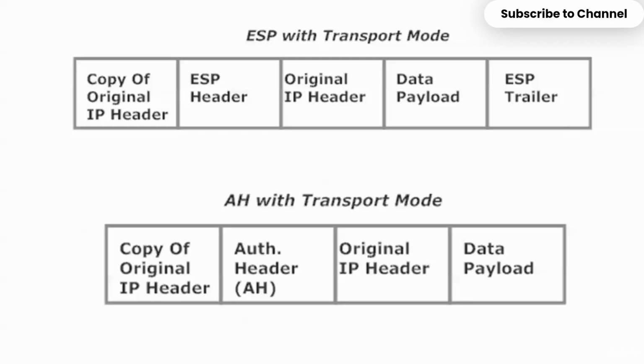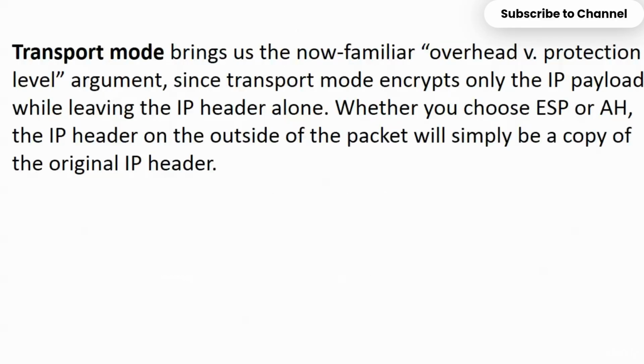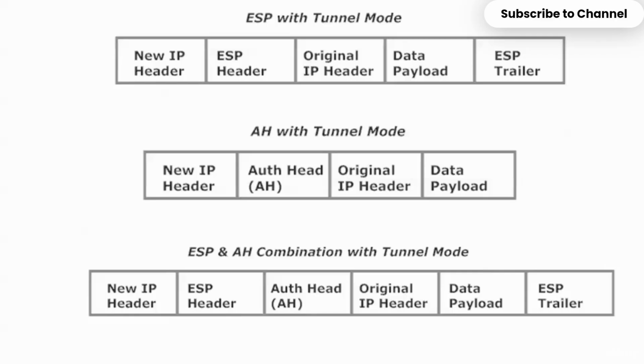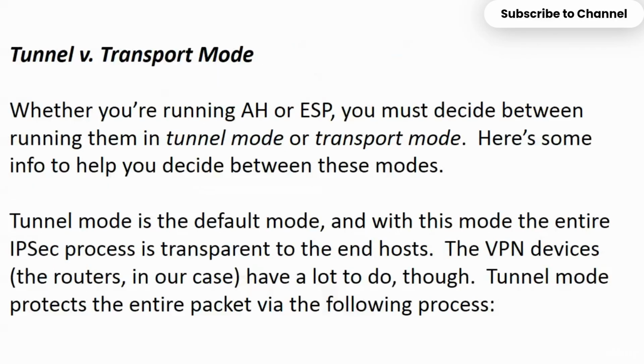So again, the argument here is overhead. And that's just really what it comes down to. That's what it comes down to really with AH and ESP in many cases. And when it comes to tunnel and transport mode, you've got to make that decision about overhead versus protection level. I think that is enough theory for right now.